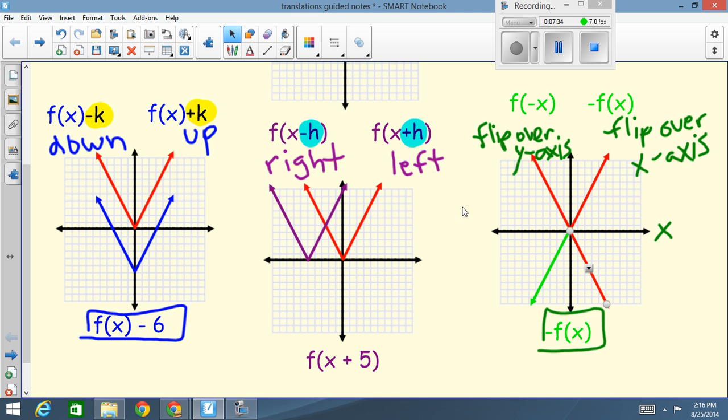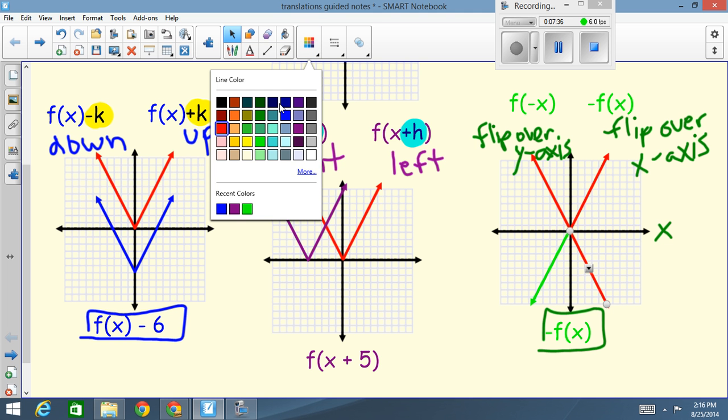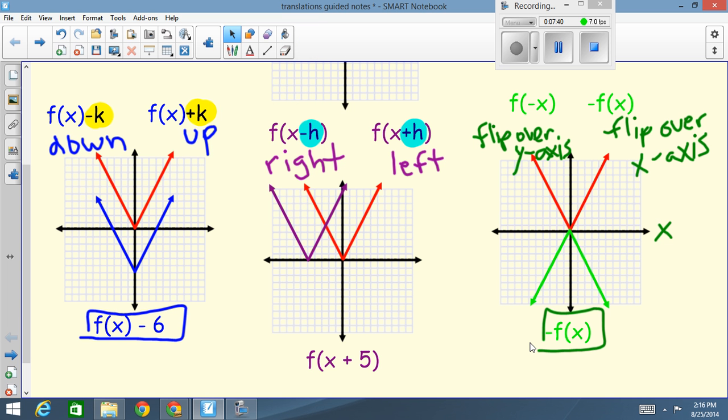The thing about this is that if we were to take the first one, which was f of negative x, and flip it over the y-axis, we would end up with the exact same graph. Okay? But in any case, these are 3 possible things that we're going to do to functions, and we'll tackle the last one in our next video.